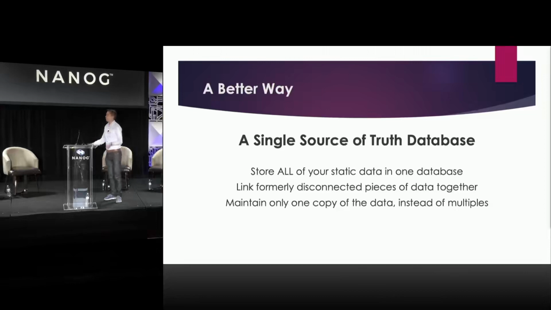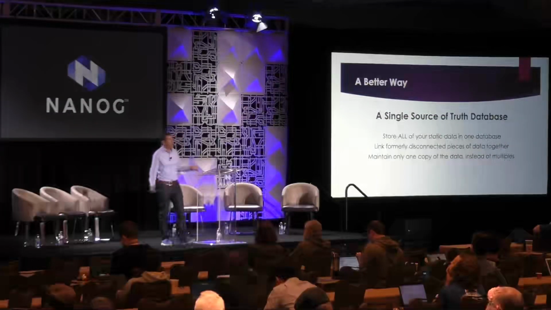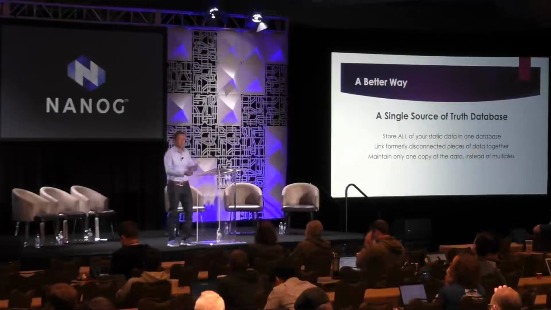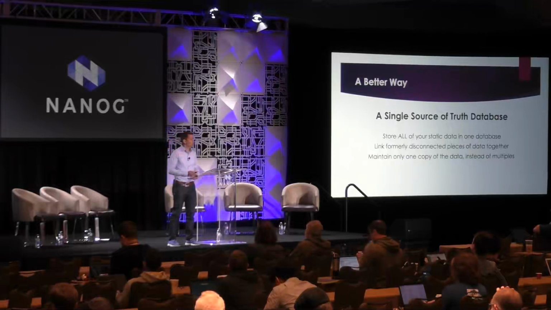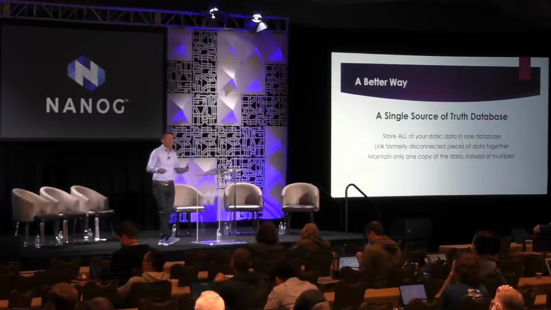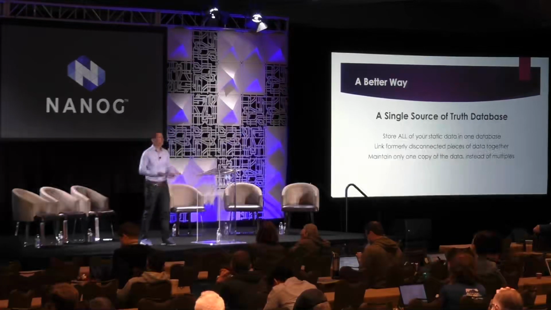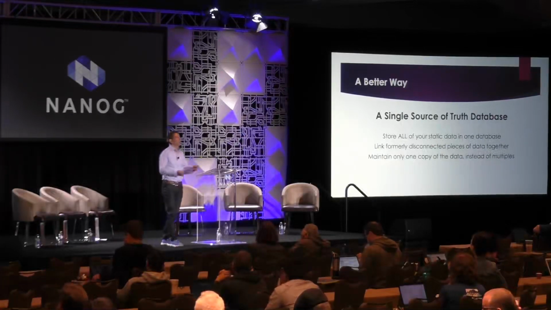So, a better way. Let's have a single source of truth for all of our data. Store all of the static data that we have in the data center in a single database. This lets us link together formerly disconnected pieces of data, and we only have to maintain one copy. So instead of having all of these different databases that have no connection to each other, let's put all the data in one.